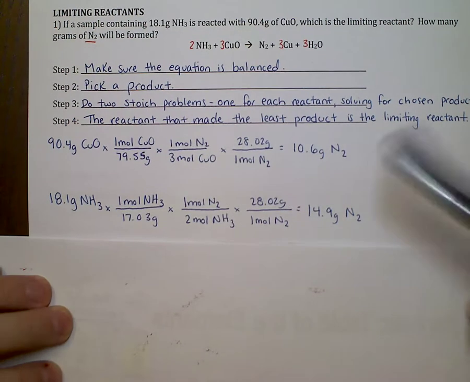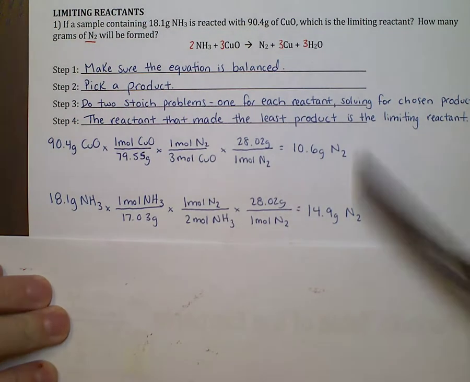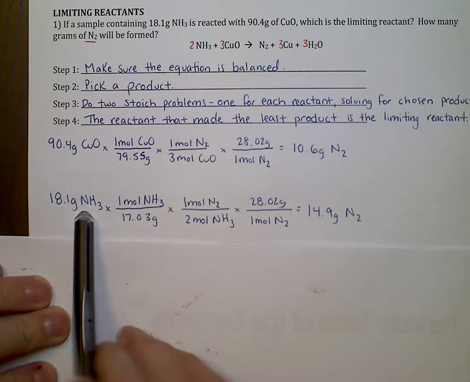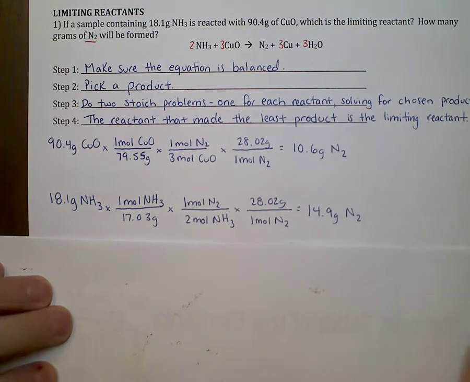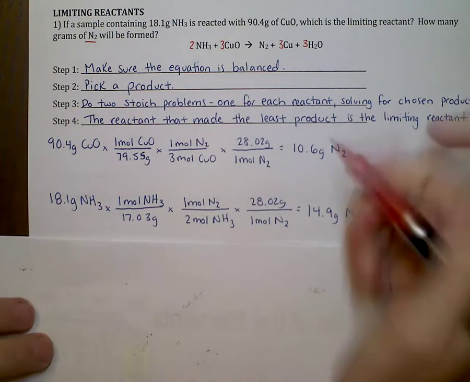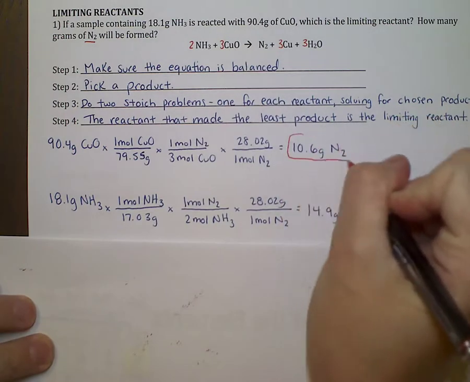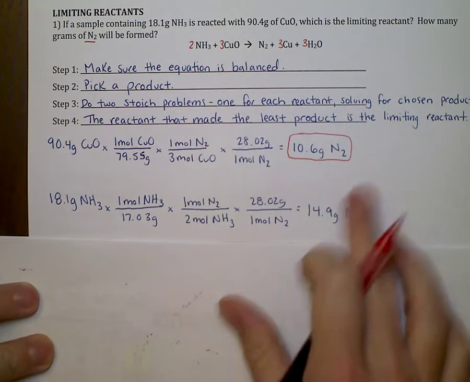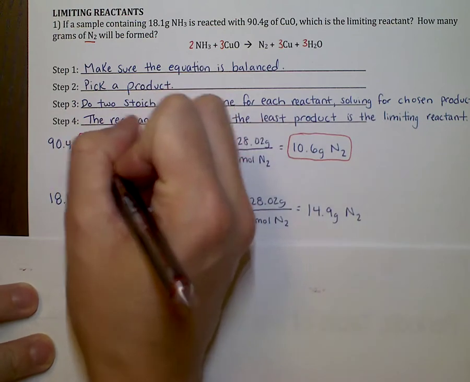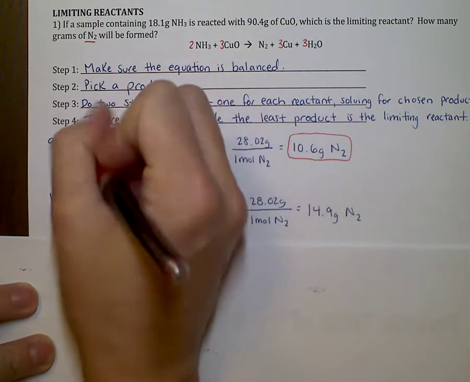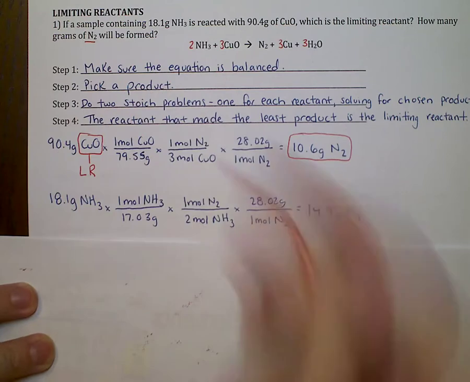So here's the deal. This is step 4. We're going to compare our answers, okay? The reactant that made the least amount of product is the limiting reactant. So obviously this was the smaller amount right here, so this is how much nitrogen we can make, and the limiting reactant is the copper oxide. We call it LR, limiting reactant.